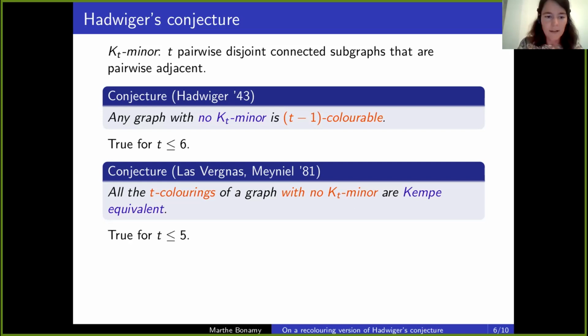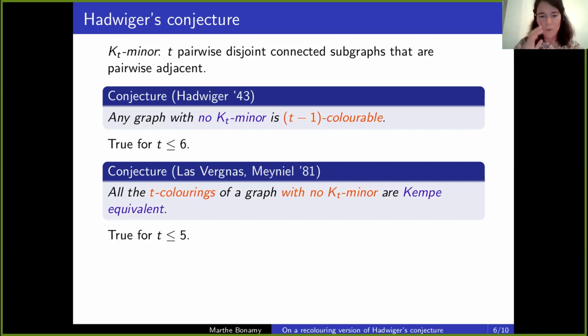And here again, you can say some small things. You can say it's true for t being at most 5. And again, this has implications for planar graphs. So if you look at t being 5, it says that all the 5-colorings of a planar graph are Kempe-equivalent. So it doesn't mean there is a 4-coloring. It just means that if you start from a 5-coloring, through a series of Kempe changes, you can go to any other 5-coloring, and in particular, you can reach a 4-coloring if there is one. And we know through other reasons that there is one.